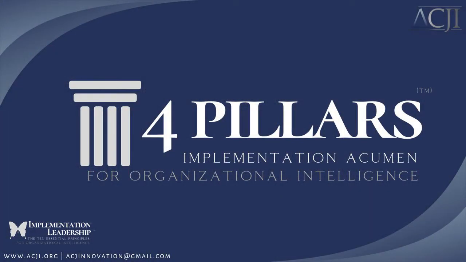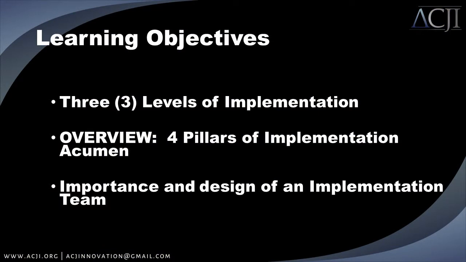In this segment, I'm going to provide an overview of implementation science strategies. At ECJI, we've interpreted it into 4 basic components, which we call the 4 pillars of implementation acumen. What we want you to learn about first are the 3 levels of implementation. You might also see these as the 3 degrees of implementation. I'll also do a high-level overview of the 4 pillars and begin to identify some important practices for each of the pillars. You'll also learn about the importance of using an implementation team, as well as some tips on how to design your implementation team. These form the very basics of a good implementation science approach to your work.